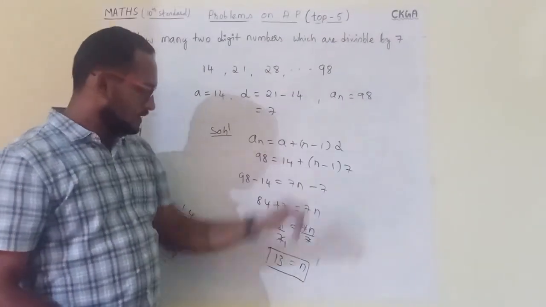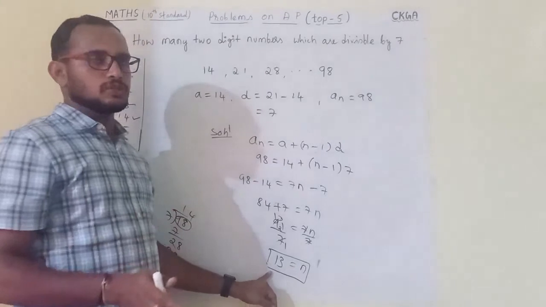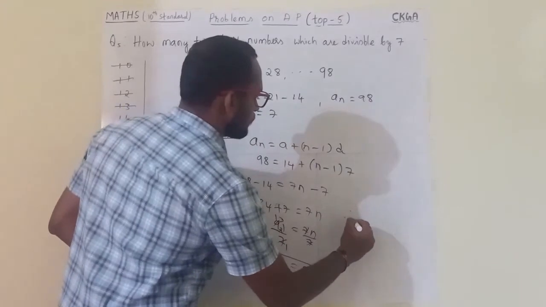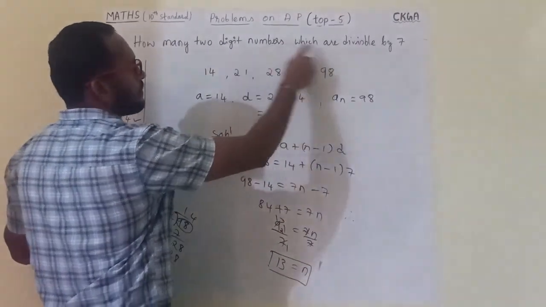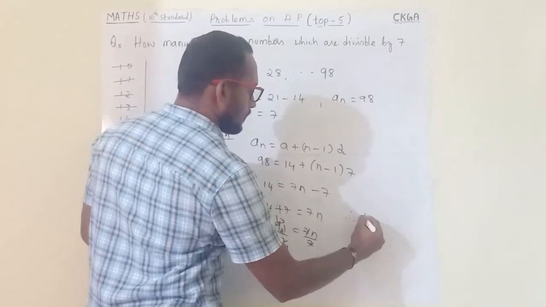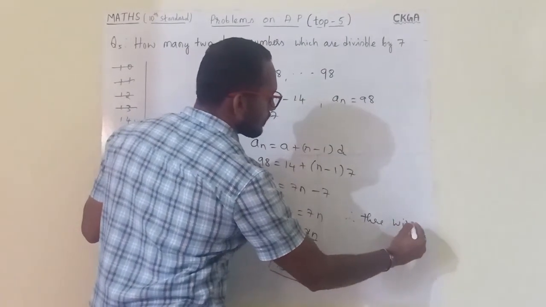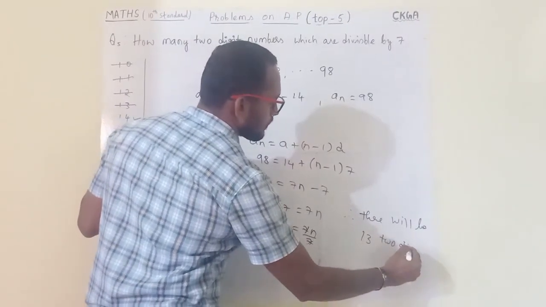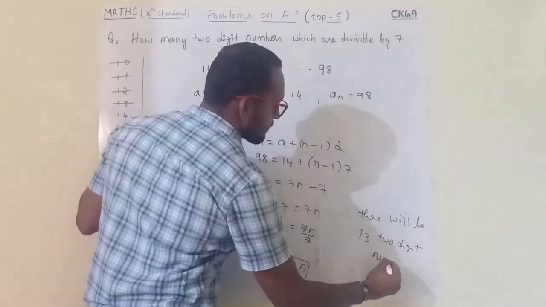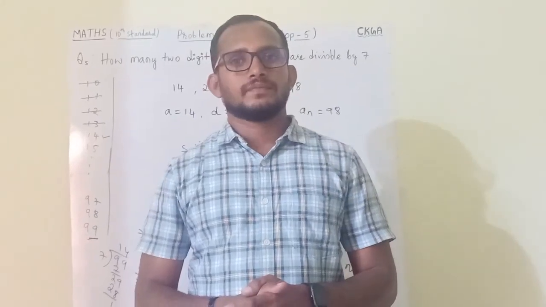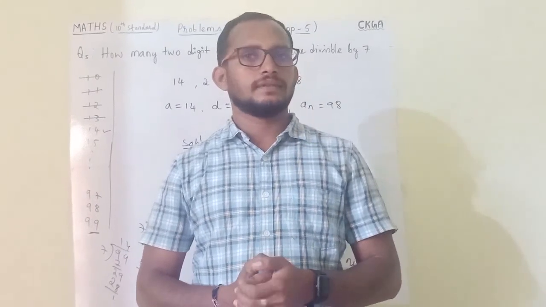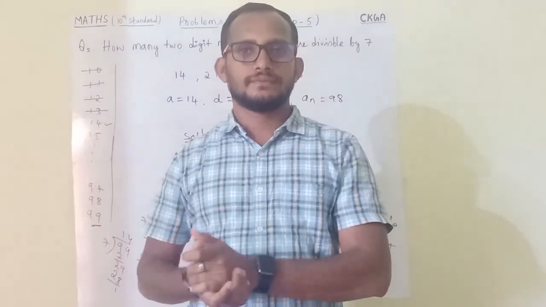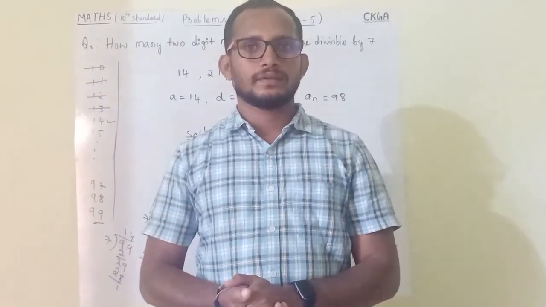Since 98 is at the 13th position and 98 is the last term, how many two-digit numbers are divisible by 7? There will be 13 two-digit numbers. In this class, we have discussed the top 5 problems of AP which may appear in the upcoming exam. Thank you.